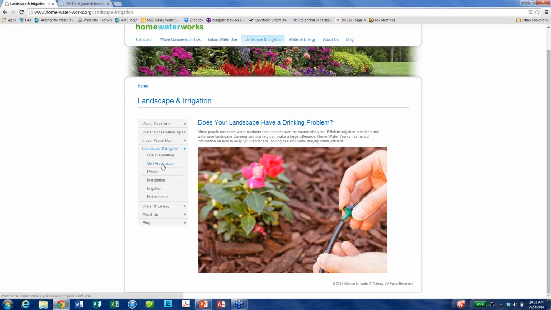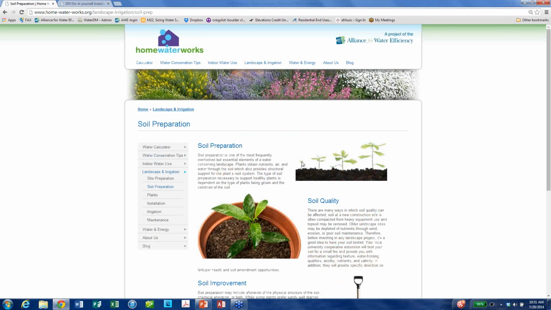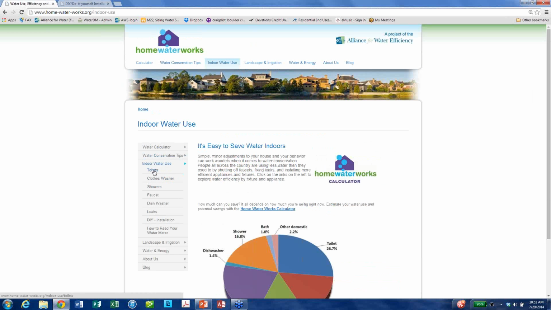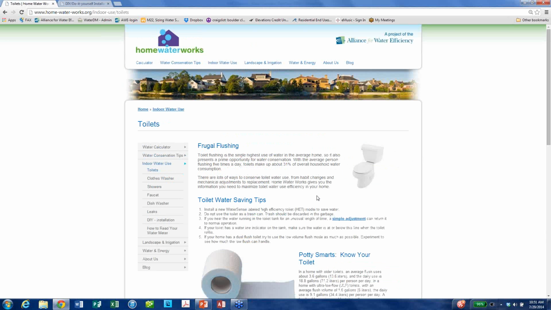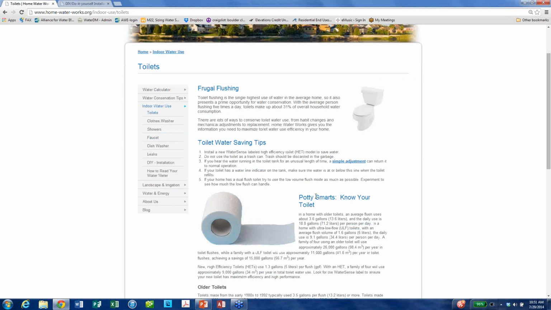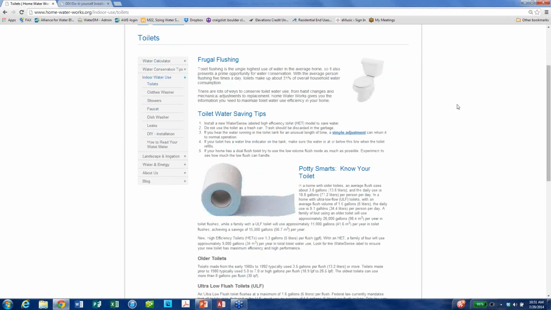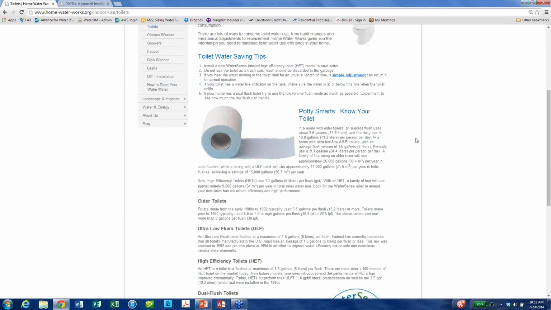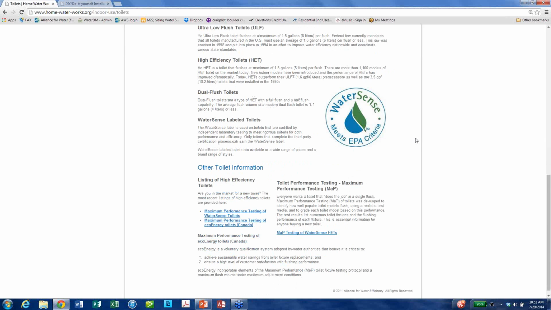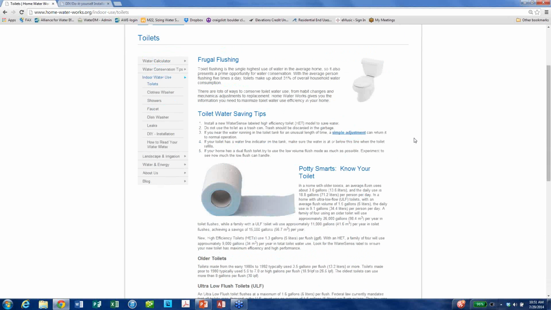So if Peter goes to the indoor water use, or now he's in soil preparation, you can see there's a long detailed list. In indoor we have tips for toilets that list all of the things that you were just mentioning in your question. So that information is already embedded in the Home Waterworks website itself. The question that Peter answered is how much of that do you want to embed in the calculator itself?